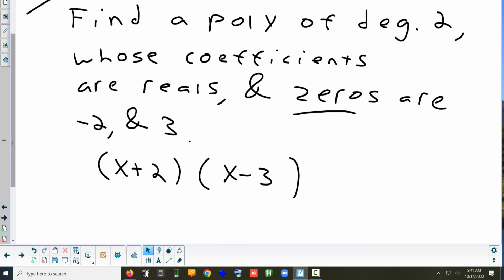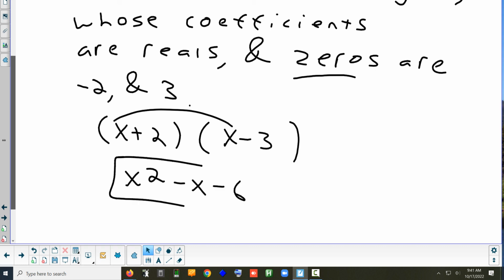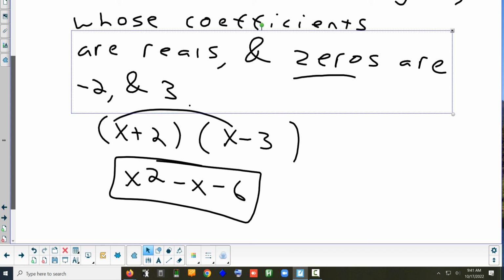And now to find the polynomial, just multiply this out. So we get x squared minus 3x plus 2x, and 2 times negative 3 is negative 6. I'm not going to graph it, but if you did graph that on your graphing calculator, x squared minus x minus 6, it would cross the x-axis at negative 2 and positive 3. So that's working backwards from roots to find your equation.